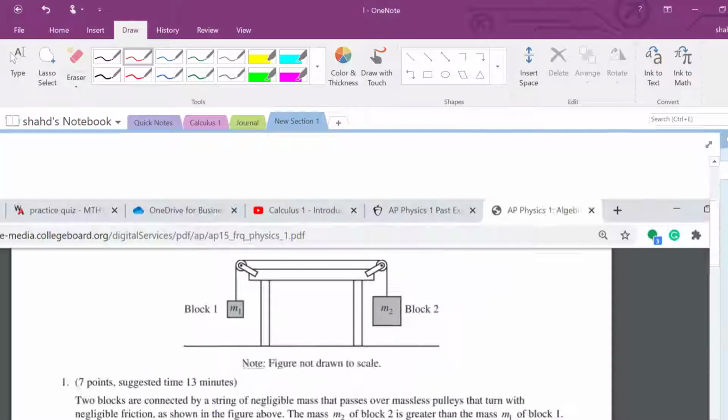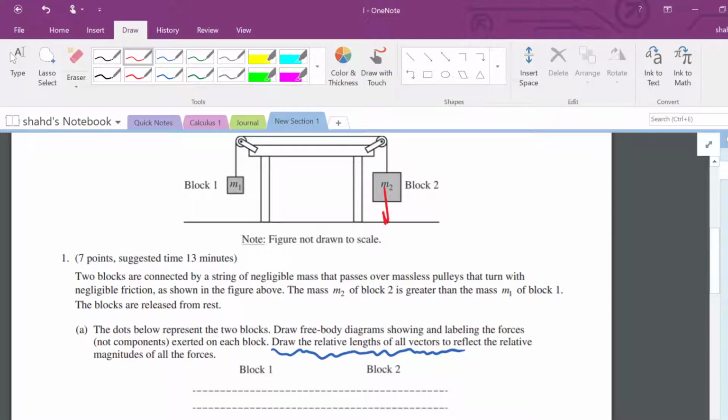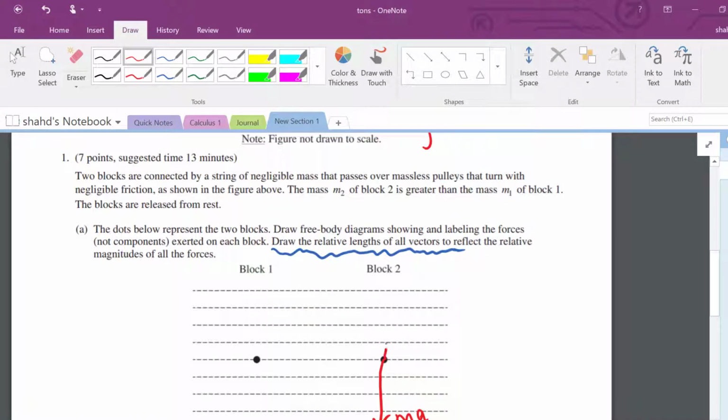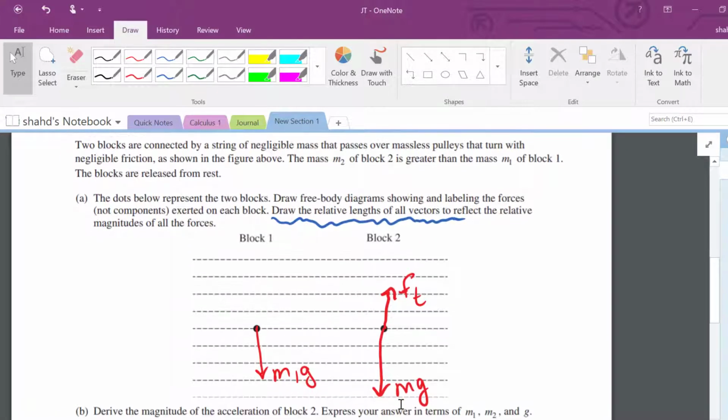And then you clearly have two forces over here, mg and the force of tension by the string. Same exact thing for block 1 because it has no reason to be different. So obviously tension has to be a little bit shorter than the force of gravity, because here the net force is the force of gravity because of the downward motion of the block. For block 1, it's the same exact thing, but you need to make sure that its weight is relatively shorter than that of block 2, because block 1 has a smaller mass. So you need to show that in your free body diagram.